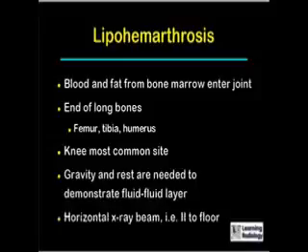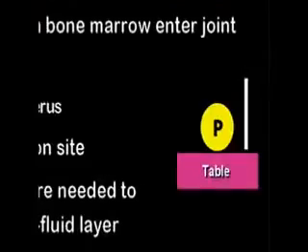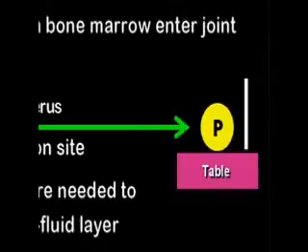Most importantly, the presence of a lipohemarthrosis will only be seen when there is an X-ray beam that is directed horizontally, that is parallel to the floor. Here's the patient on the table with the film propped up, the white bar. The X-ray beam has to be directed horizontally in order to see a fluid level. If the X-ray beam is directed vertically, like this red arrow, we won't see it.